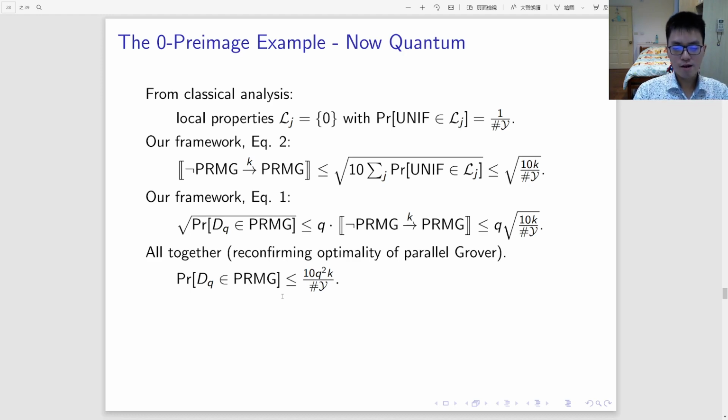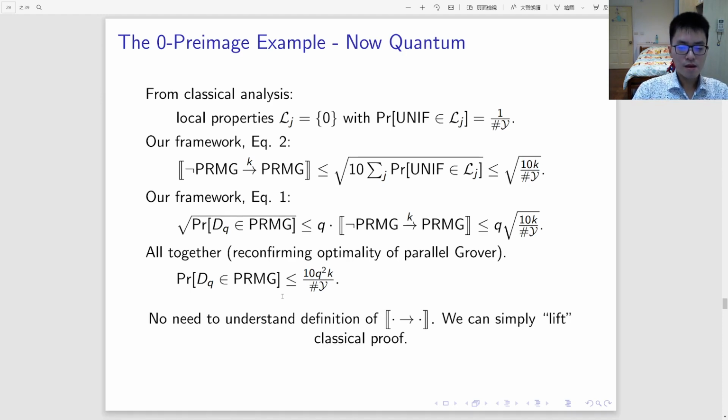So this bound is sharp in the sense that by executing Grover's search in parallel, the success probability for the adversary will actually meet our asymptotic bound. The punchline here is we don't need to understand the definition of transition capacities. It's just a matter of lifting classical proof into quantum proof.